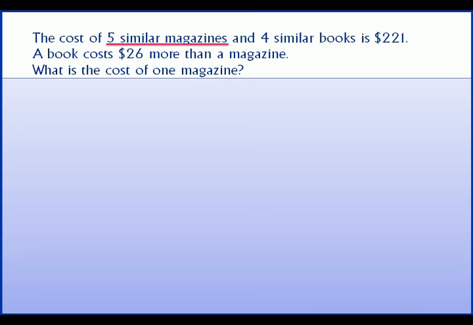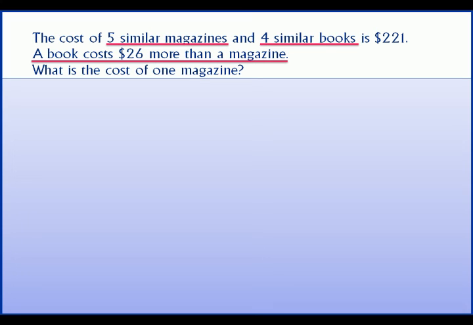First, 5 similar magazines are being bought and 4 similar books are bought. Look at the word similar, which means that all 5 magazines cost the same amount of money, and similarly all 4 books are of the same type and hence they also cost the same amount of money. And this is our comparison.